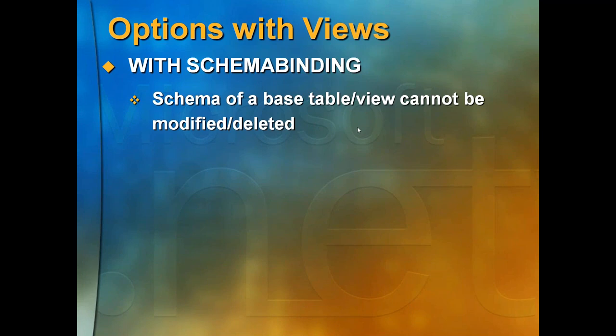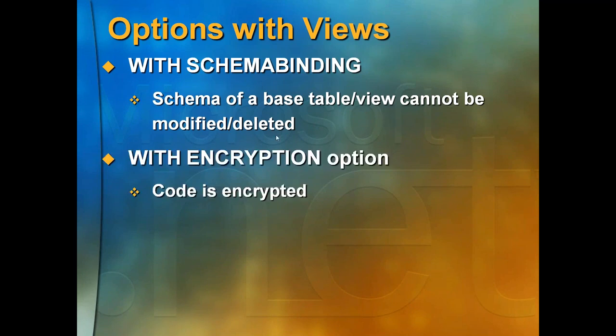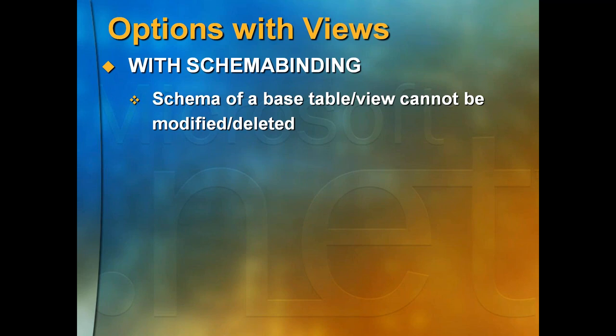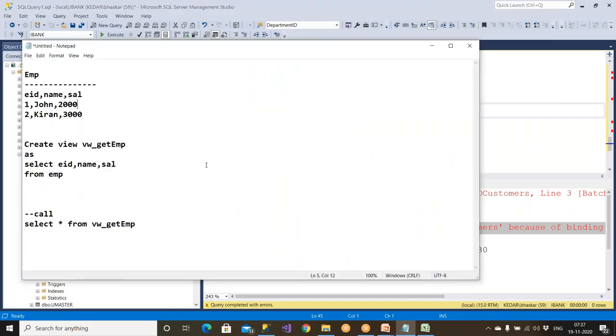The schema of the base table or a view cannot be modified or deleted. See, what is the meaning of schema binding? Now we are talking about what happens if you change any schema. Schema means, as I told you, this, and this is what is called the schema. Clear? So if you change this, automatically this view will not work.